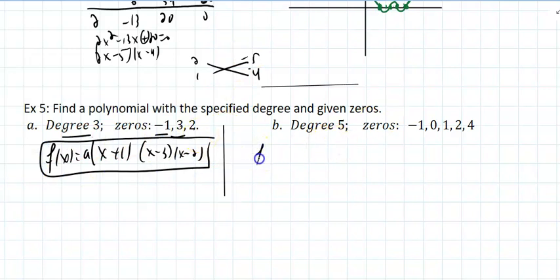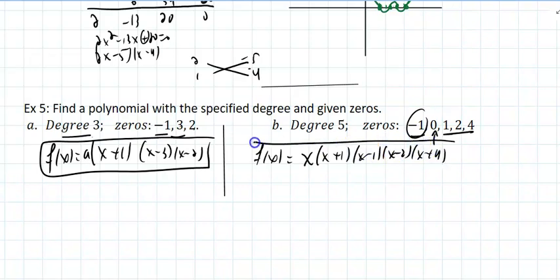How about here? Well, f of x equal. A 0 means just x. Minus 1, the opposite, and the opposite of each one of those. You really don't need to multiply this. This is sufficient. And that's pretty much it for this section.